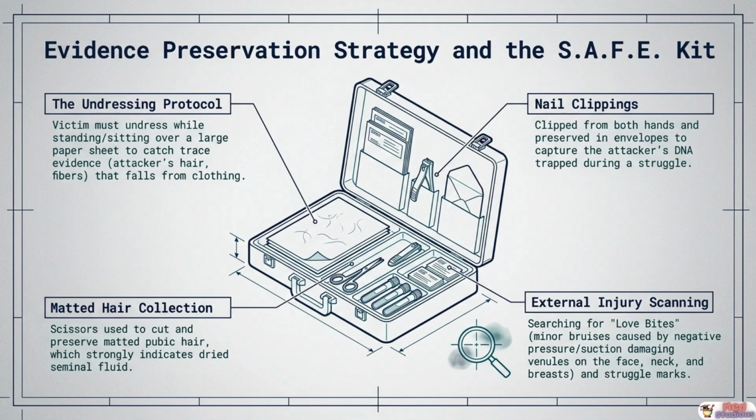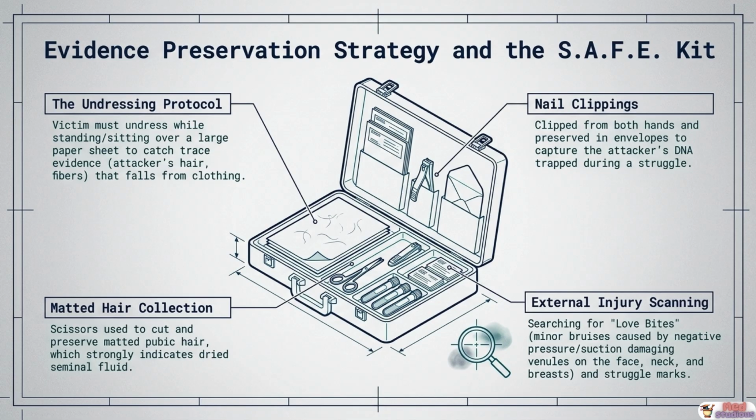The Sexual Assault Forensic Evidence Kit, commonly known as the S.A.F.E kit, is the standardized tool for systematic biological evidence collection in sexual offense cases. Every component of the kit serves a specific forensic purpose, and the collection sequence is designed to maximize evidence recovery while maintaining chain of custody integrity.